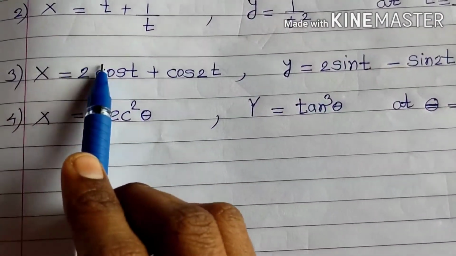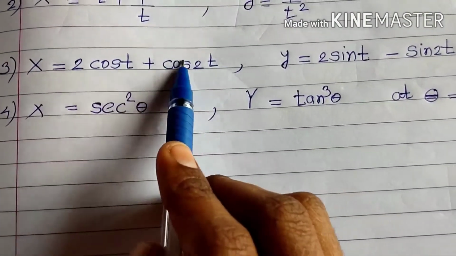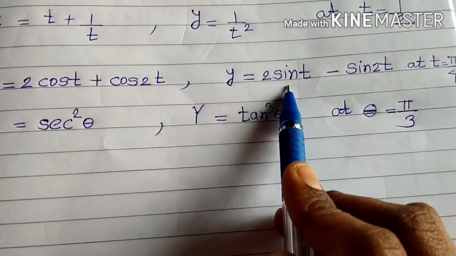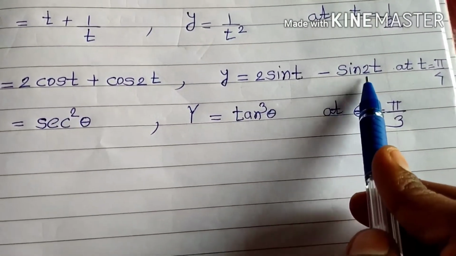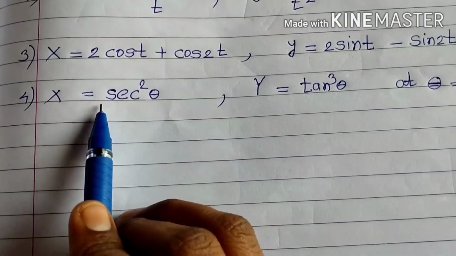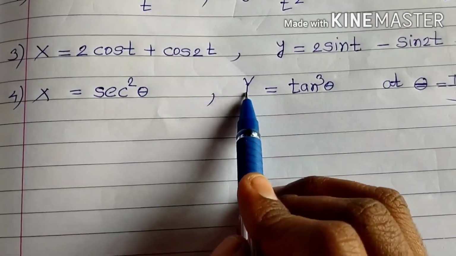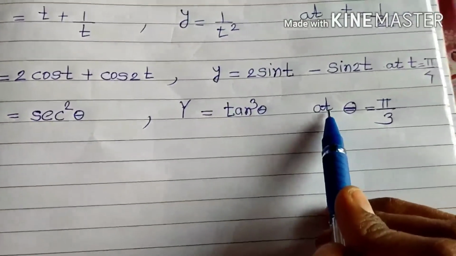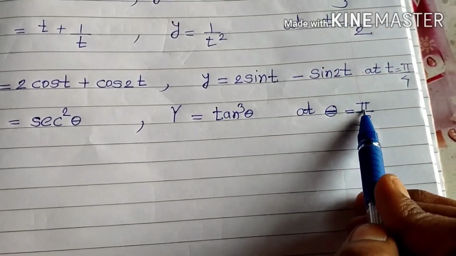Next, x is equal to 2 cos t plus cos 2t, and y is equal to 2 sin t minus sin 2t at t is equal to pi by 4. And fourth, x is equal to sec square theta, y is equal to tan cube theta, where theta is equal to pi by 3.